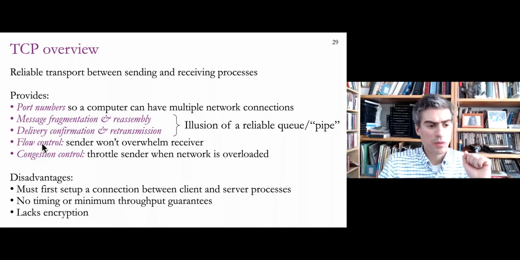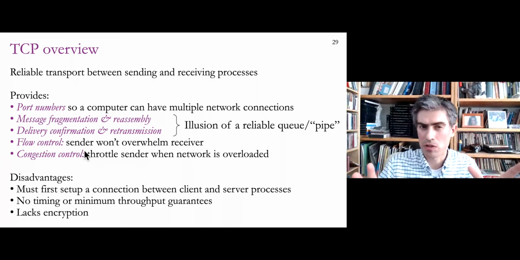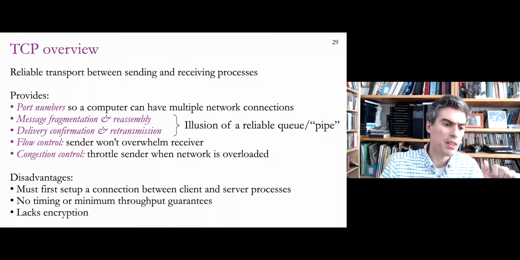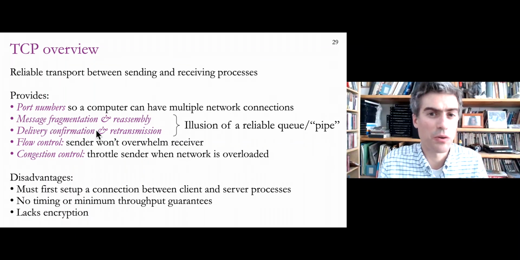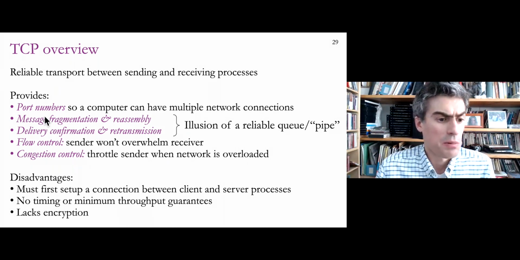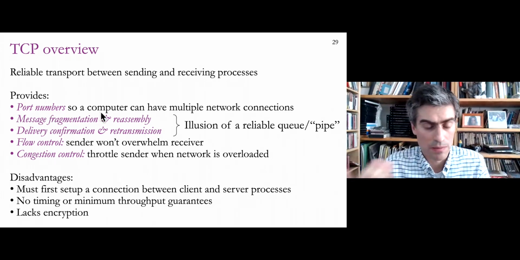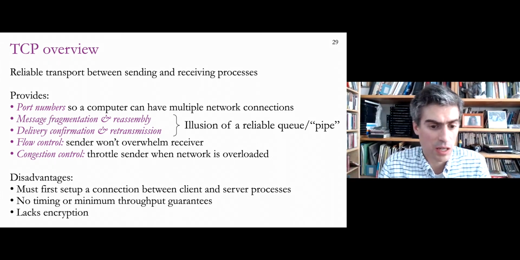You also need flow control and congestion control so that the pacing is right, but that's a little bit more subtle, and we'll talk about that later. But the main things you need are some way to get things in the right order and to retransmit things if they're lost. Okay, that's what TCP provides. TCP also provides port numbers so that you can have multiple connections between a given machine and the rest of the world.